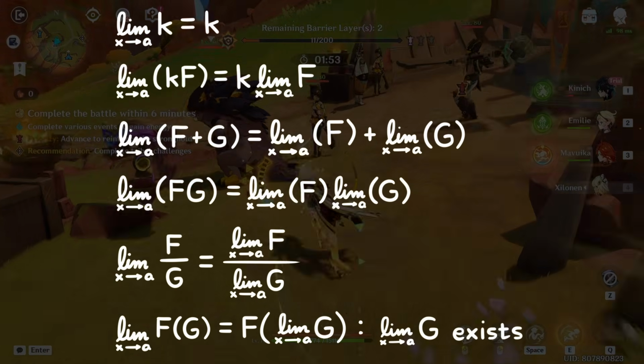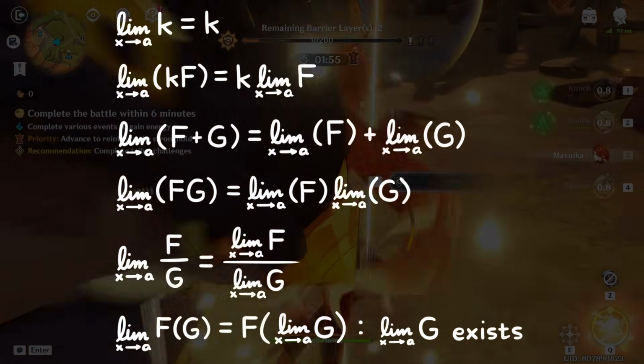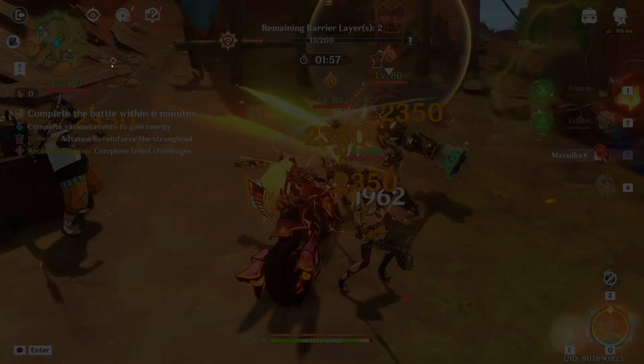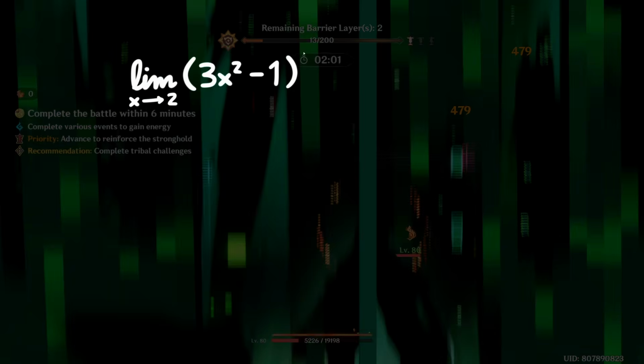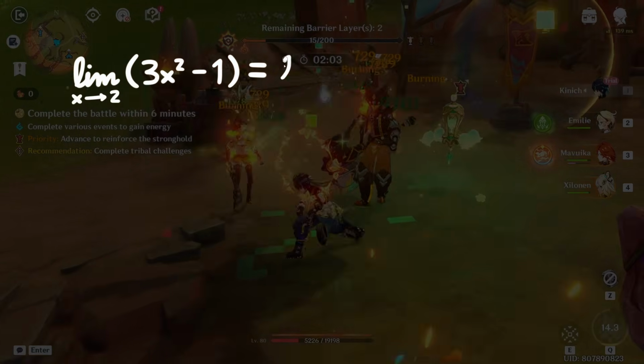Let's consider some examples so you can be more familiar with these. The limit of 3x squared minus 1 as x approaches 2. First, we can distribute the limit.